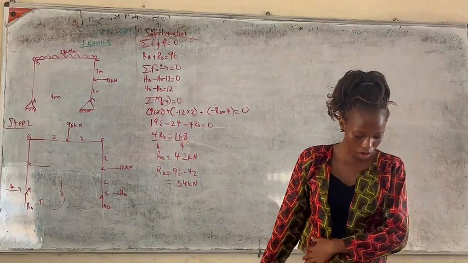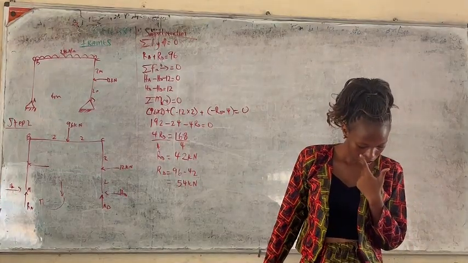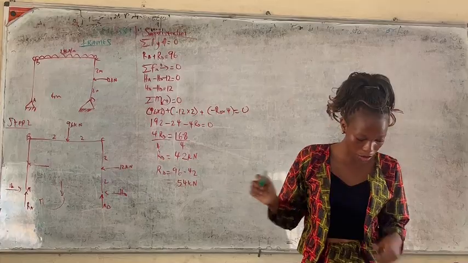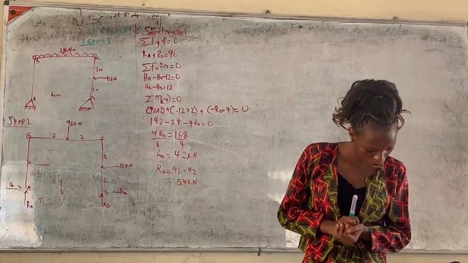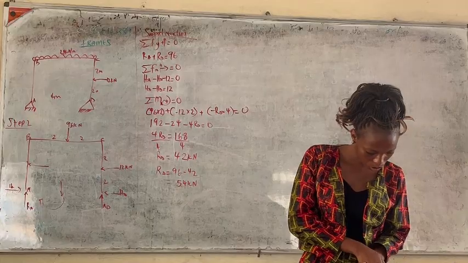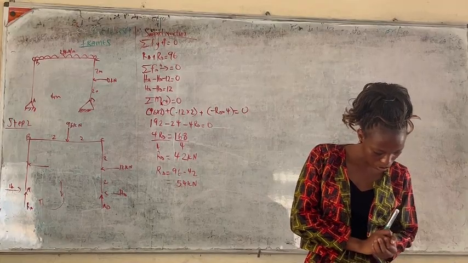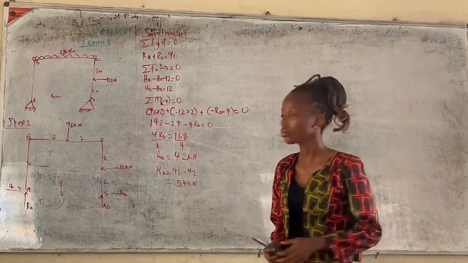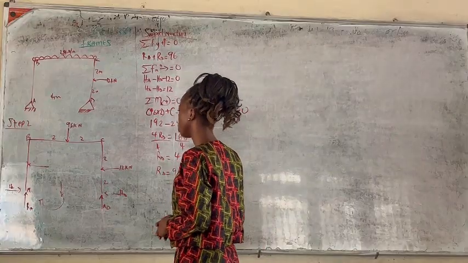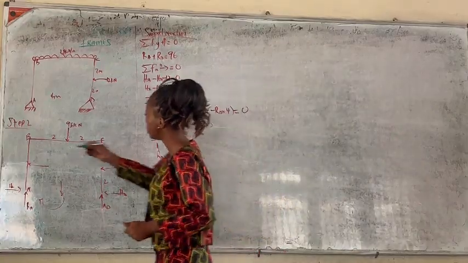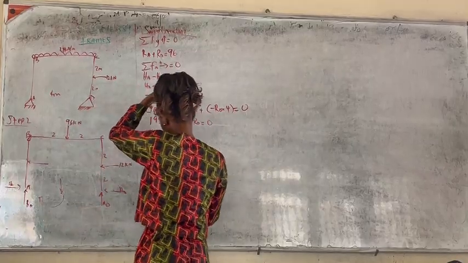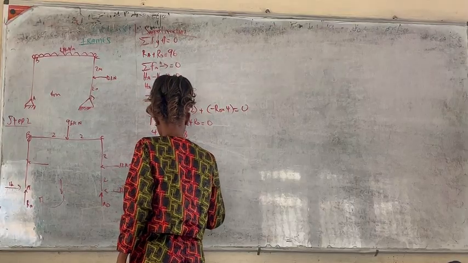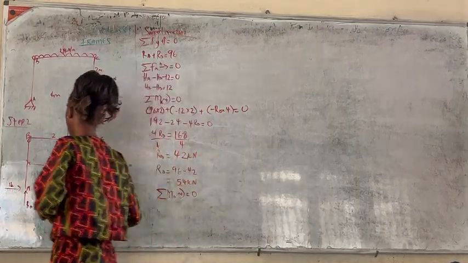Yeah, we have to take moment about the vertical point. I think we'll take moment about the pin, so let me confirm. Take moment about B. Are you sure? Yes. Okay, let's take moment about the pin here. Taking moment about B, we have what?